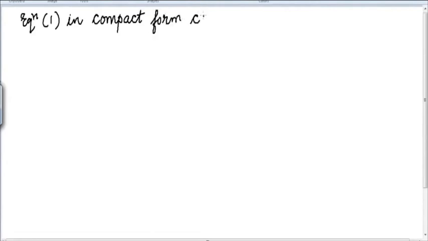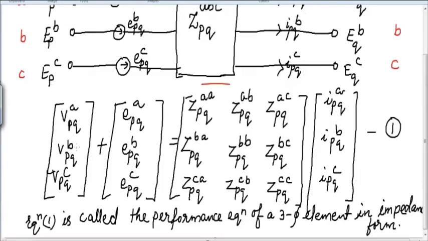equation 1 in a compact form. Let us write equation 1 in a compact form. How can we write the compact form? Let us see. Equation 1 in compact form can be written as follows. For that we will go back to our equation 1. So this is our equation 1.